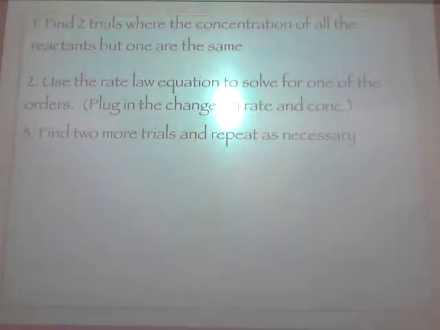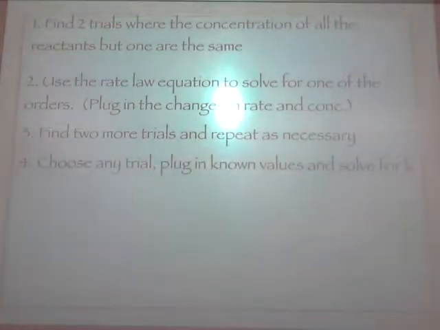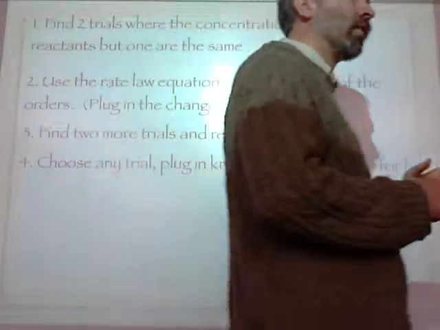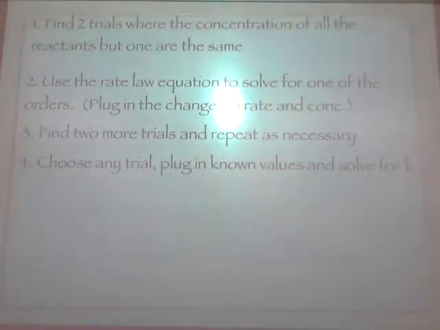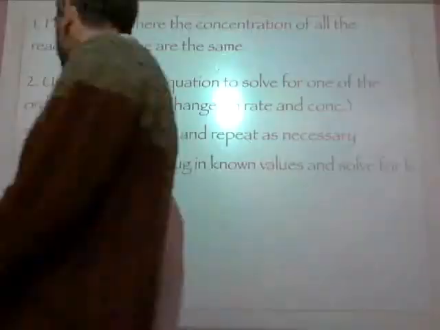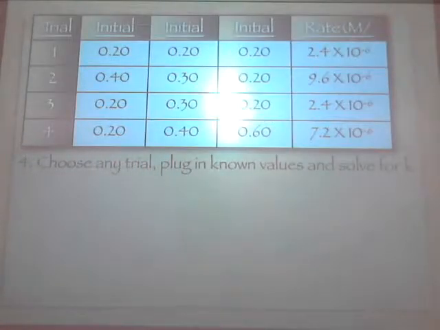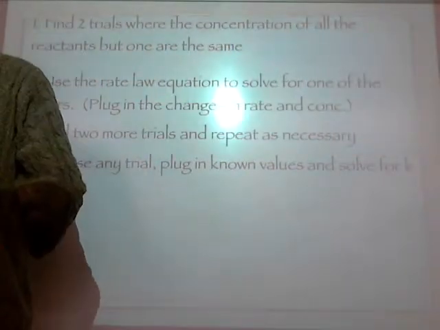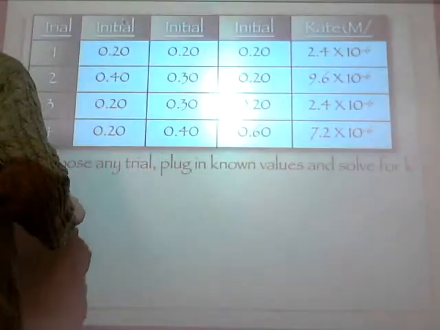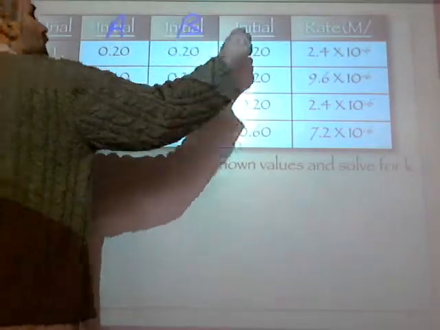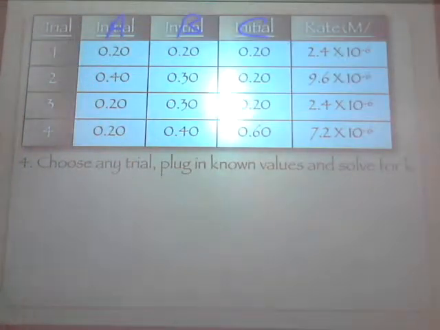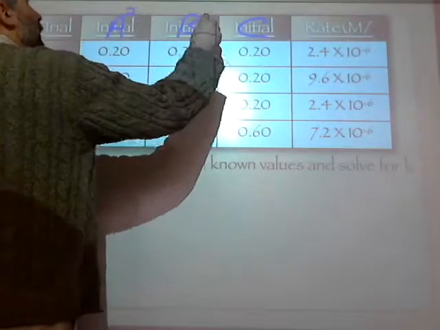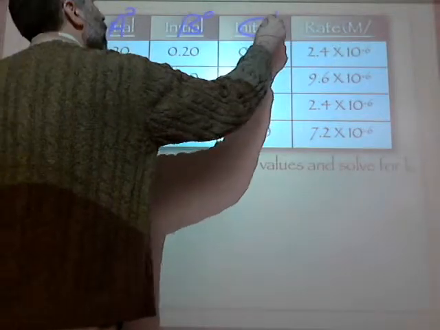So I'll write this last of the notes down here. Choose any trial and plug in the known values and solve for K. Now we ran out of room at the bottom here, so I put this chart at the top so we can still see it. And again, I kind of cut out the letters, but this is A. This is B. This is C. We now know A is second order, B is 0 order, and C is first order.